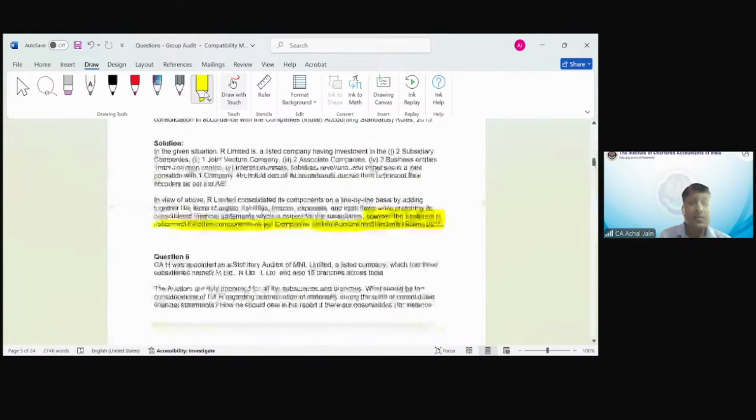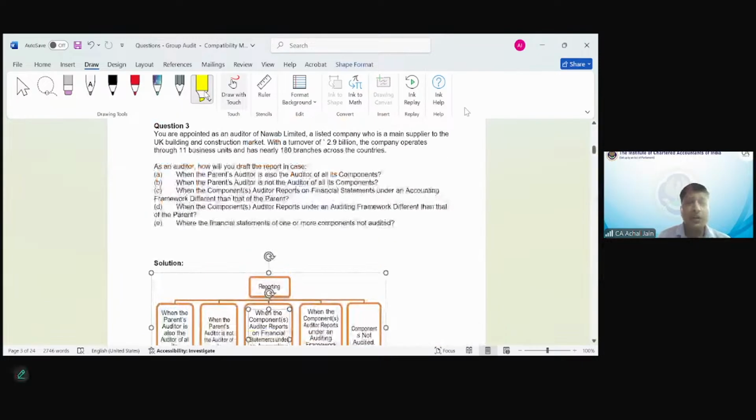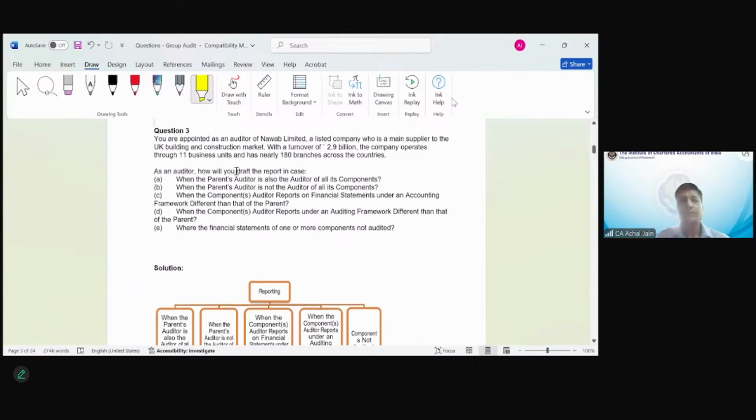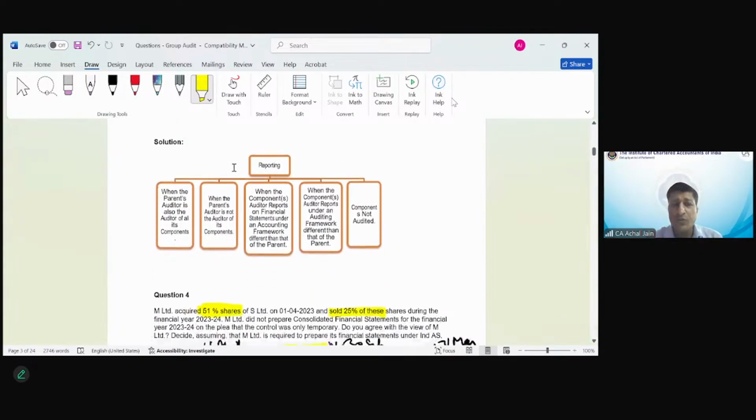So now, along with this, we'll pick up one question which talks about different approaches to be followed. Okay. You are appointed as an auditor of Nawab Limited, a listed company, which is the main supplier to the UK building and construction market with a turnover of 2.9 billion. The company operates through 11 business units and has nearly 180 branches across the countries. As an auditor, how will you draft the report in different situations? So let me just discuss all of these situations one by one.